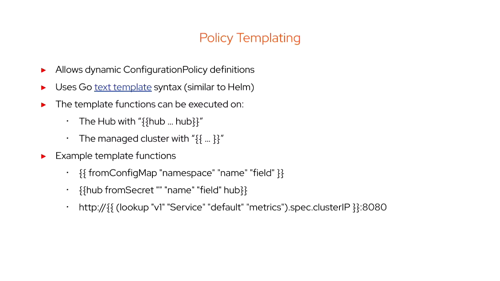Some examples here: we have the from config map template function, so we're grabbing a field from the config map, and we're using that value instead of just some static value. And in the second example, we're actually getting a field from a secret on the hub, and using that value. I'll talk about some of the security that we added that's baked in behind the scenes for that function in the demo. And lastly, just to show that you're not limited to whatever special template functions we have for specific domain resources, you can just do a generic lookup. The last example is getting a service called metrics and just getting its cluster IP.